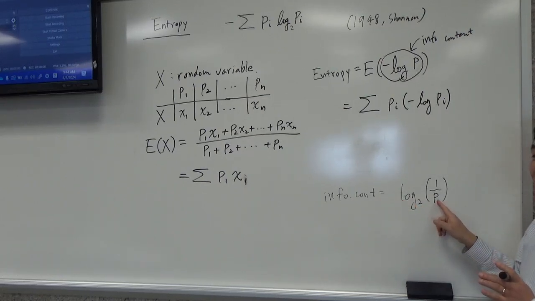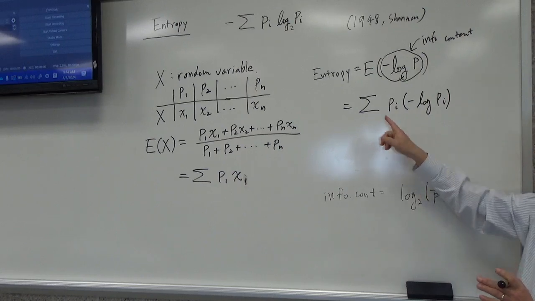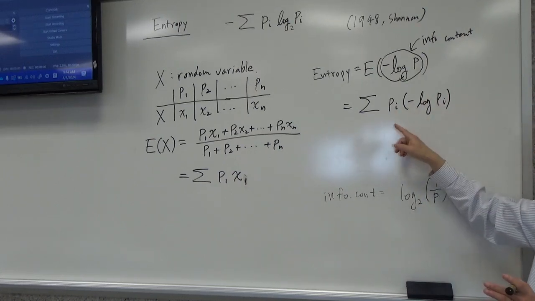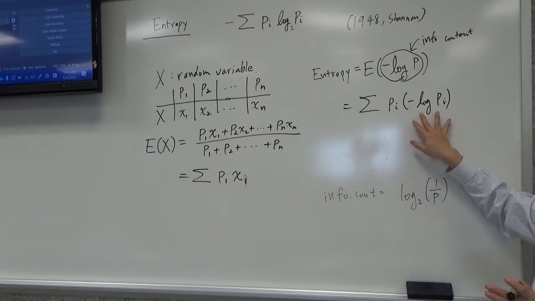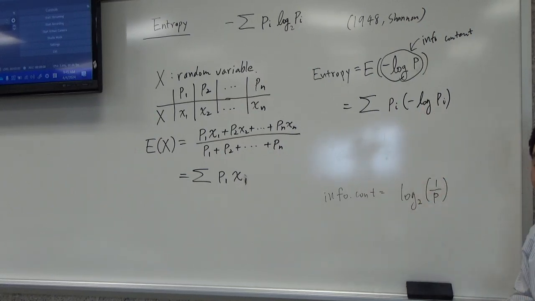So when a highly unlikely thing happens, there's a huge information content that it has, right? And that's how you think about this entropy. Entropy tells you how much information content this probability distribution has. Right? Okay, that's all.